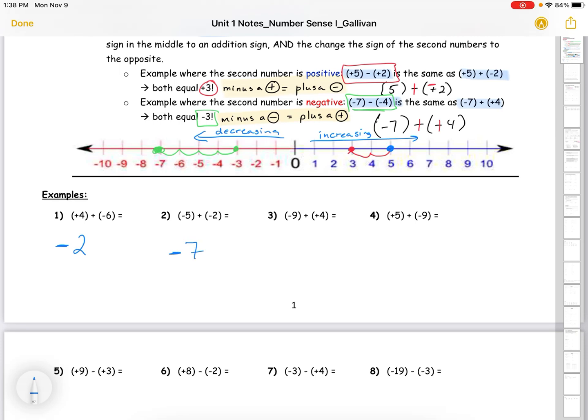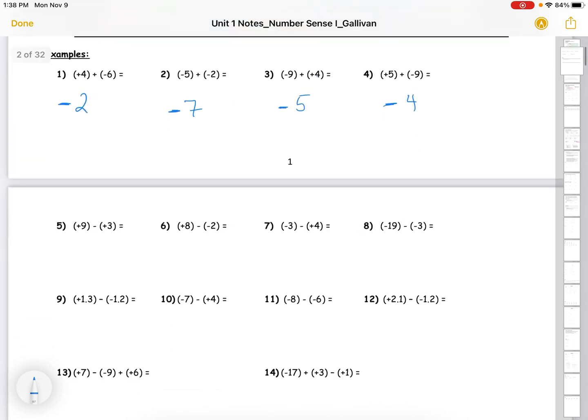Number 3, signs are different. 9 is the larger of the 2, and it's negative, so we'll keep the negative, and we'll just find the difference between the two. So 9 minus 4 is 5. Here we have, again, the negative 9 is larger, so we keep a negative, and then we subtract. So 9 minus 5 is 4.